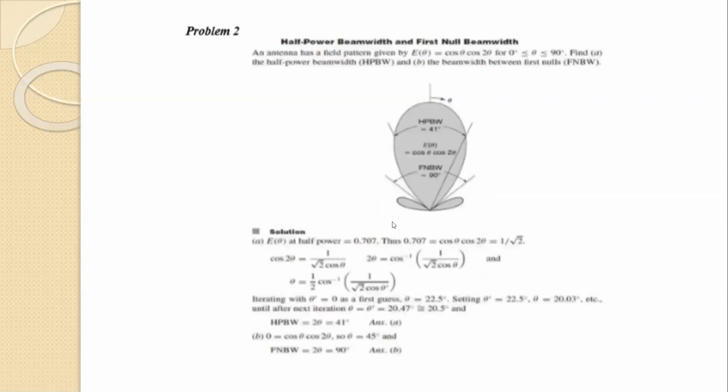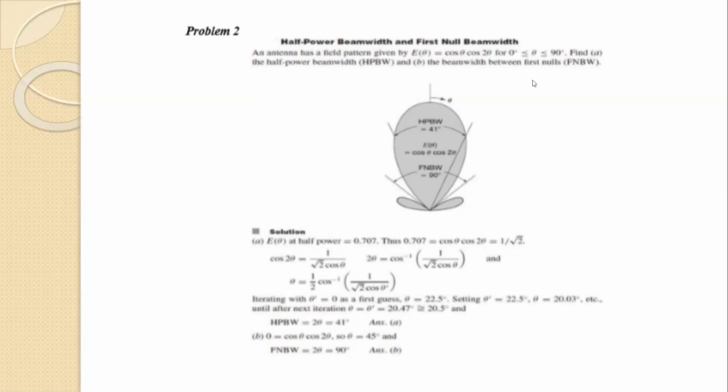So second problem, note down students, half power beam width and first null beam width. Similar analogy. An antenna has field pattern E of theta equal to cos theta cos 2 theta. This is the theta function given by cos theta cos 2 theta. Range of theta varies from 0 to 90 degree. Note down: problem 1, calculation of HPBW. Problem 2, calculation of first null beam width, FNBW.